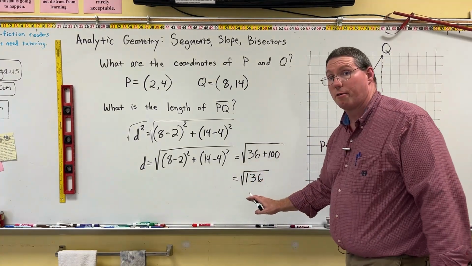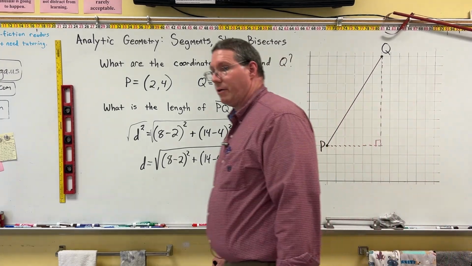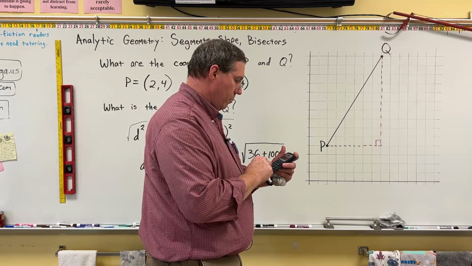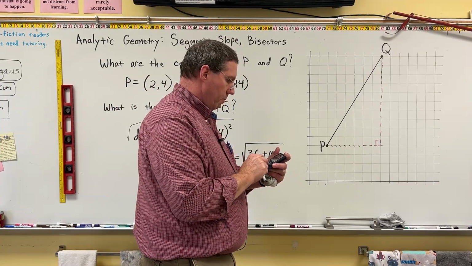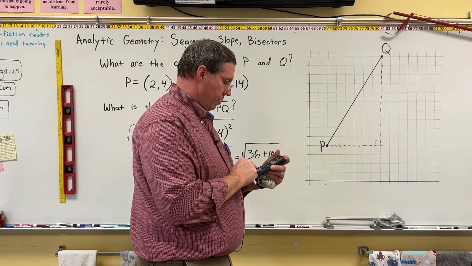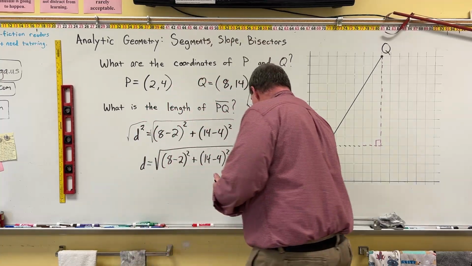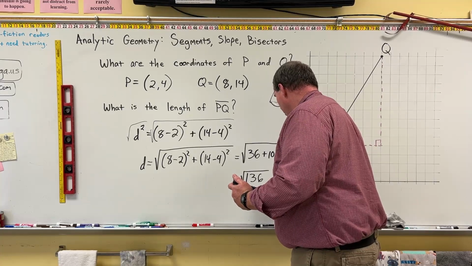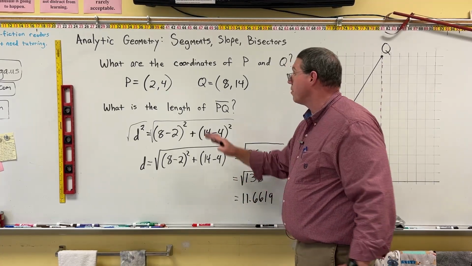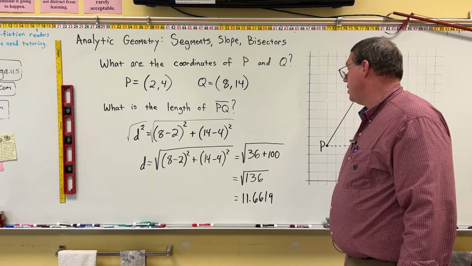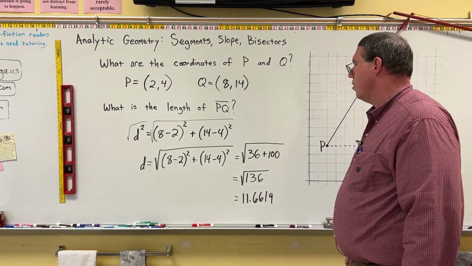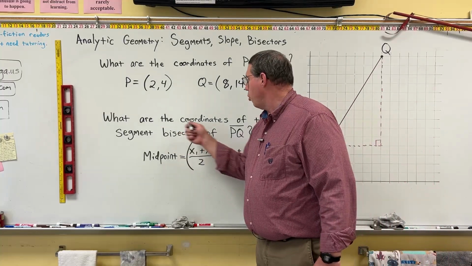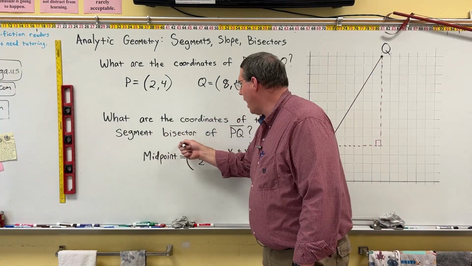That's the official answer. But now we're going to put it into a calculator, and we're going to get a decimal answer. We're going to go square root of 136, and we get 11.6619. We're going to go 4 decimal places here. So the length of line segment PQ is 11.6619.